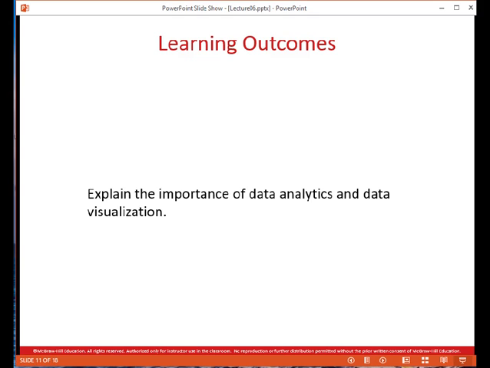Data analytics is an encompassing term that helps us analyze the data, and data visualization is something that we use to give a powerful way to simplify complex data into very quickly understood information.